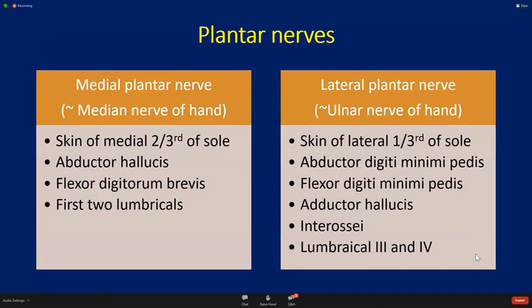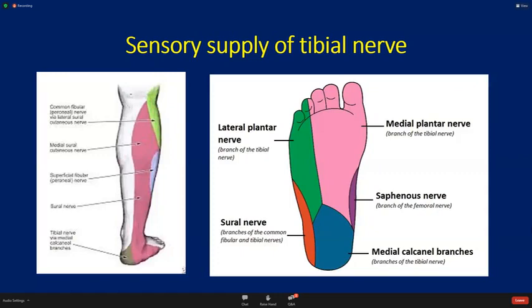Now, the medial plantar supply you can remember as almost equivalent to that of the median nerve, and the lateral plantar is almost equivalent to the ulnar nerve of the hand. So the medial plantar supplies the medial two-thirds of the sole, cutaneous supply, and supplies the great toe abductor, flexor, and the first two lumbricals. But the lateral plantar nerve supplies the lateral one-third of the sole and also supplies the abductor and flexor of the little toe, adductor hallucis, and other intrinsic muscles, the interossei and the third and fourth lumbricals.